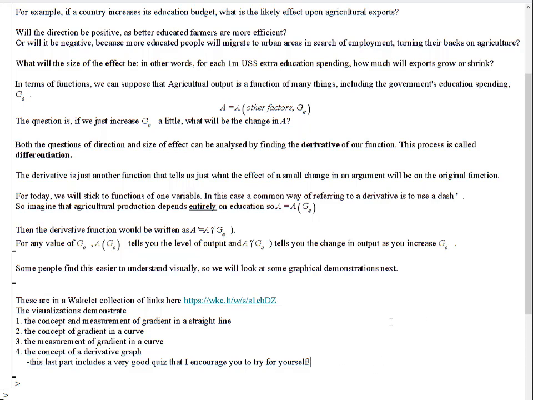So that concludes this part. Next time we'll move on to the idea of how you find these derivatives from first principles. But that's in the next lecture, so thanks for watching.